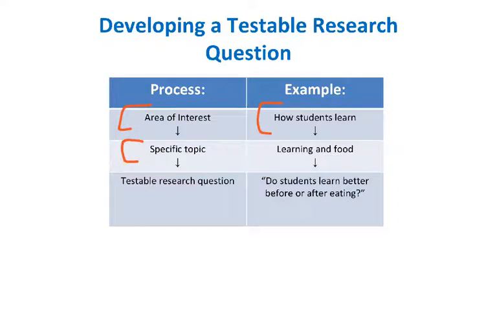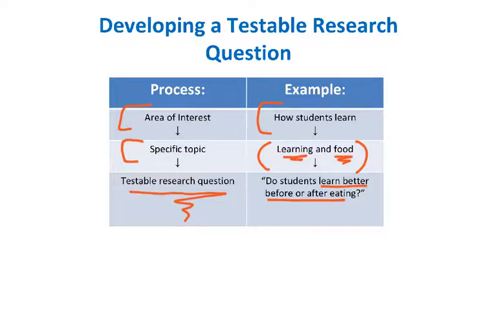I'm interested in how students learn. I want to specifically look at learning and food. I want to know how those things are related, okay? But even this is not specific enough. I need to refine it a little bit. Once you've picked your specific topic, then you're going to come up with your actual testable research question that you can design an experiment around. So I'm going to refine this learning and food topic and turn it into a testable question: do students learn better before or after eating? I'm going to look at the time that students eat, whether they eat before they learn or not, and then compare how well they learn.